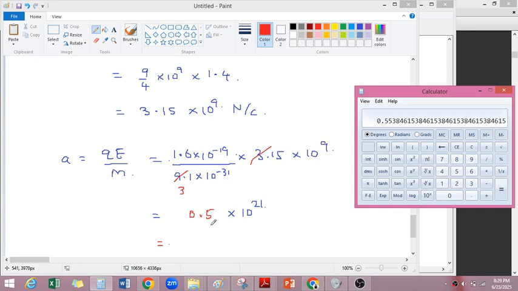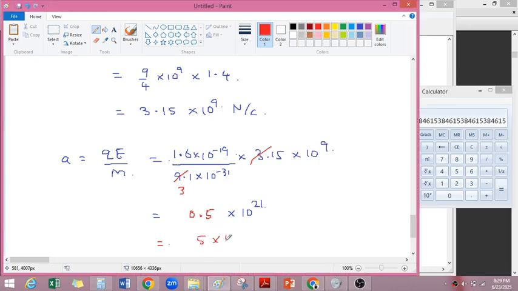This is what I keep on telling you again and again: don't waste your time calculating very accurately, right? Especially for MCQ type questions. Maybe for your school exams you can calculate it, but even there, you don't have to waste your time too much. So that means this can be written as 5 into 10 power 20 meter per second square.